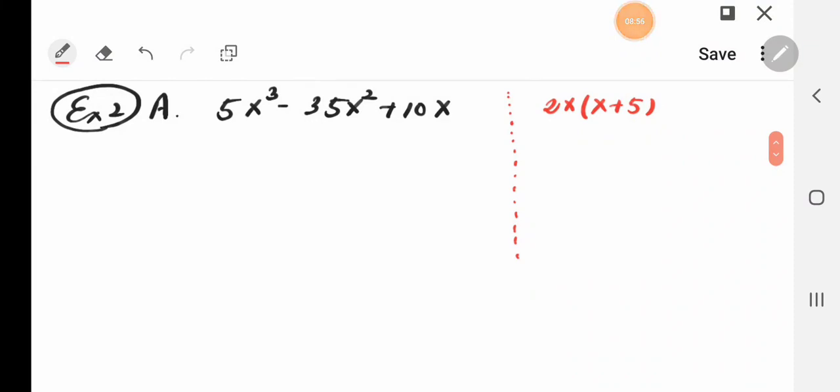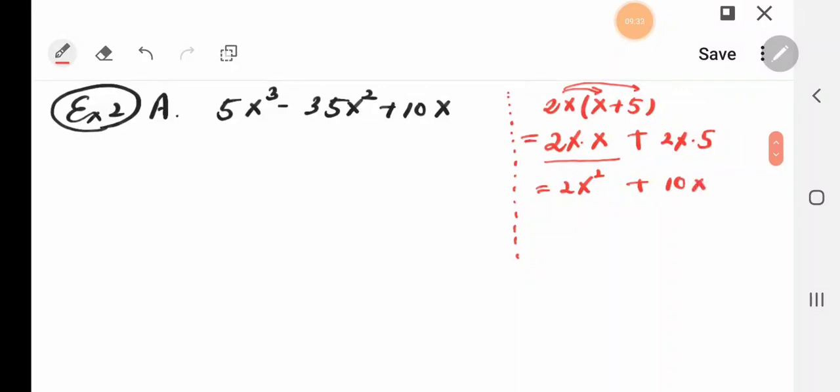Okay, for example number 2, we will factor this trinomial. So before we do this factoring, let's try an example here. Using the distributive property on the right side, we get 2x times the parenthesis. This parenthesis has 2 terms. So when we do the distributive property, this will be 2x times x plus 2x times 5. So we have an addition of 2 terms, which is 2x squared plus 10x.